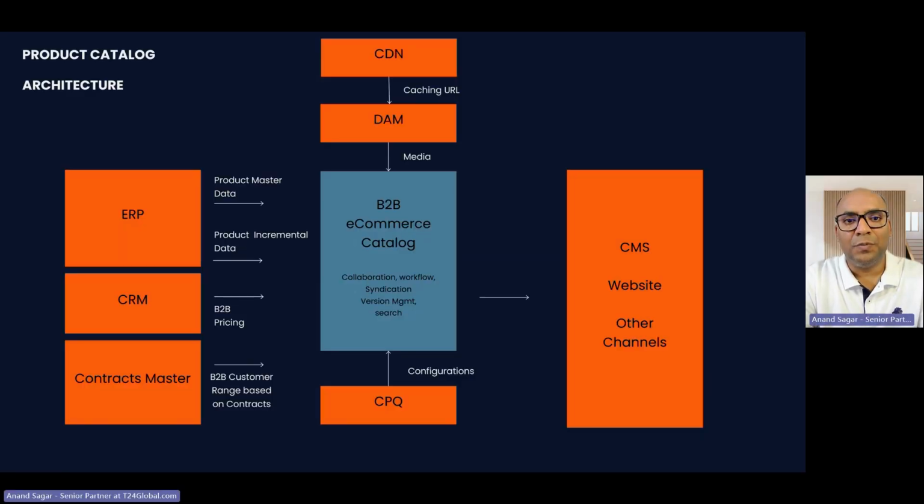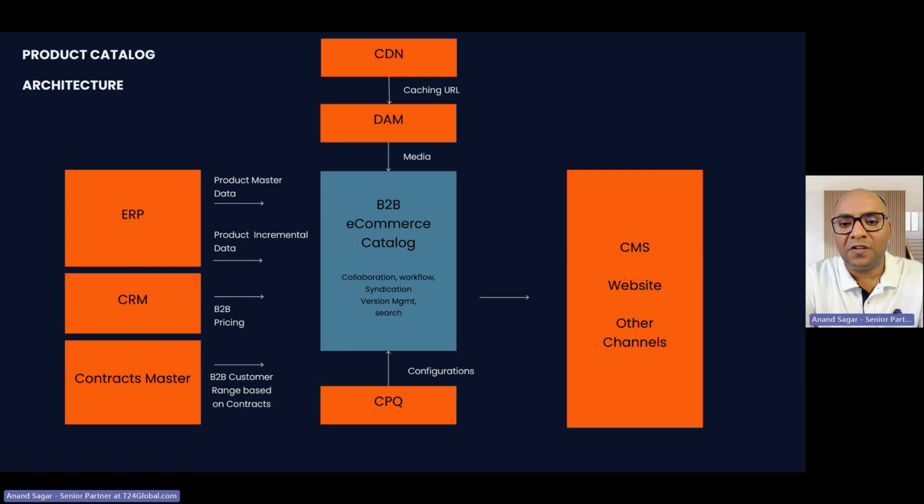So let's talk about B2B product catalog architecture. As usual, I've tried to keep the catalog in the middle of it so that we all understand the focus is on the B2B e-commerce catalog. We are not talking about a catalog setup in an ERP system. We are talking about a catalog setup in a B2B e-commerce channel ecosystem. And that's where the centering of that e-commerce comes in.